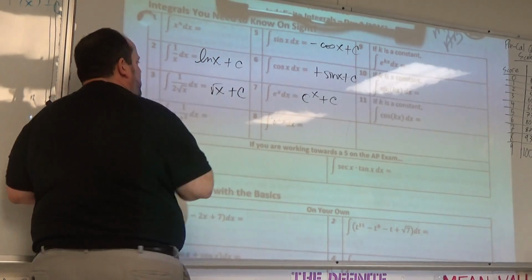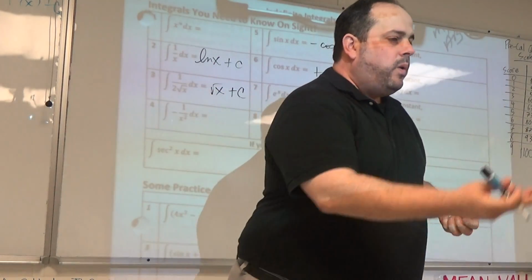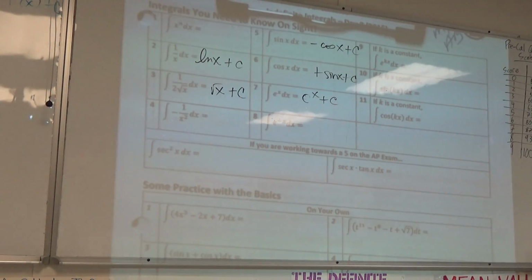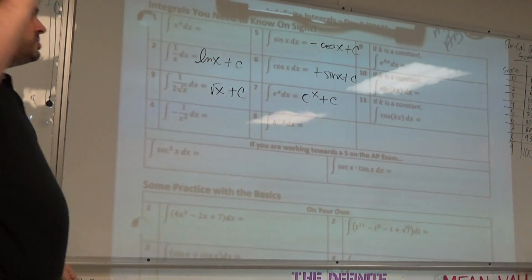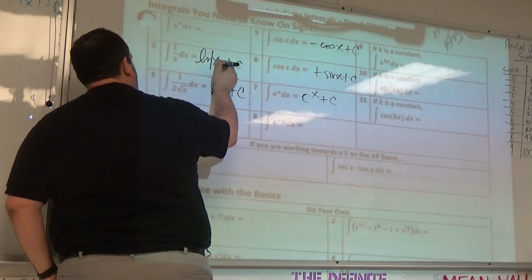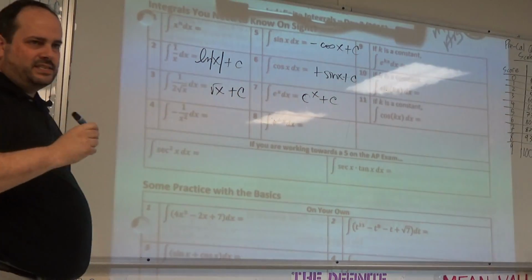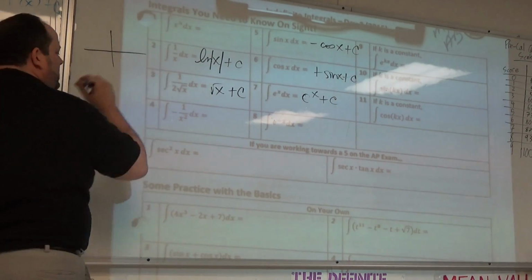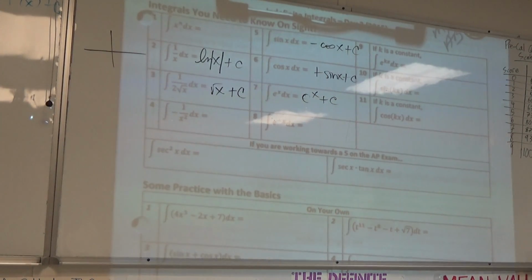Now, for all the folks watching this at home, you're like, wait, he's wrong. Yes, I'm wrong. It is actually natural log of the absolute value of x plus c. The reason for the absolute value bars is the natural log has a domain restriction. The graph of the natural log, you guys should all remember exactly what that looks like. It's a parent function. We played around with it before. Sketch it in the air, please. The natural log of x.